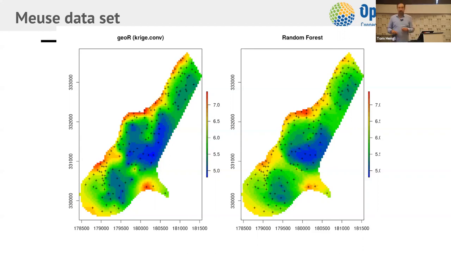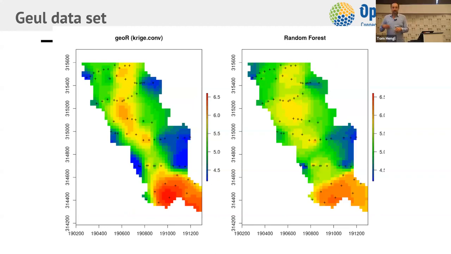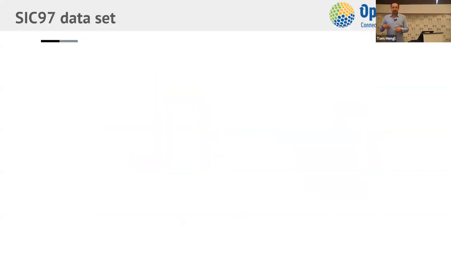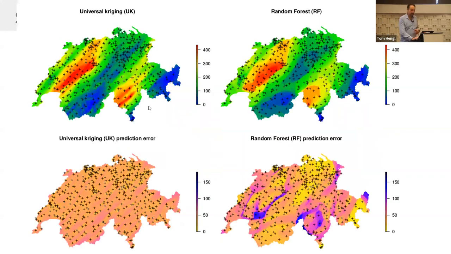Then I started testing with different data sets and I continuously got about the same result. So this is all universal kriging versus random forest. This one has high anisotropy. That's the question, anisotropy. You run the random forest, and if you have anisotropy, you also get anisotropic output. So that's why I got really interested.